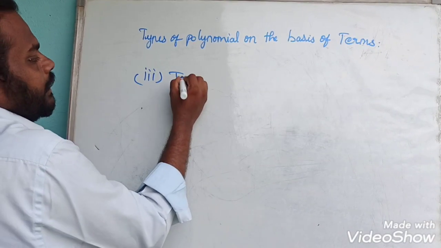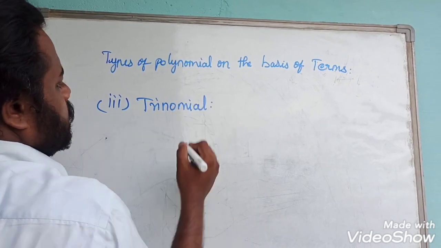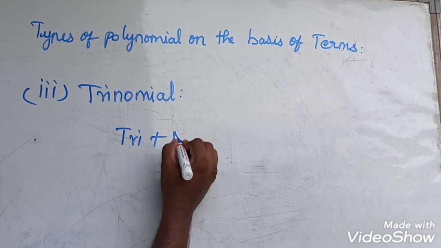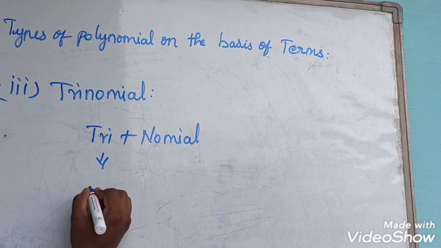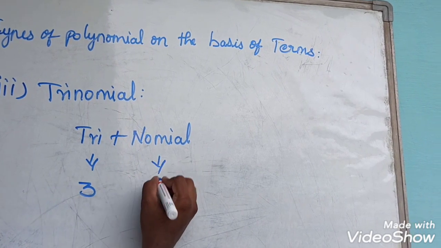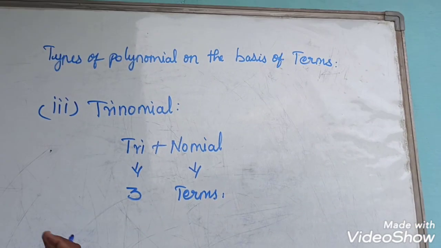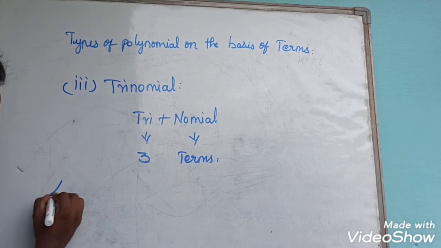Third one, trinomial. So trinomial we have to split into two: tri plus nomial. Here tri in the sense 3, and then this one is terms. So an expression which consists of 3 terms, we say it as trinomial.